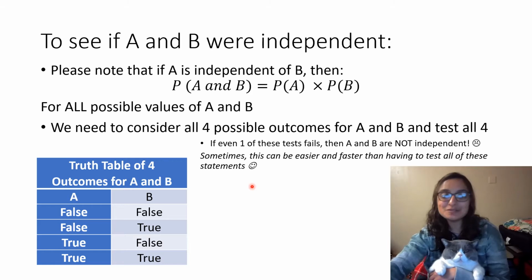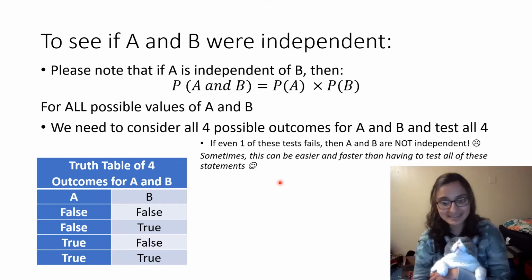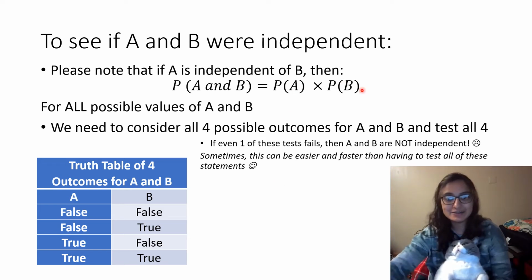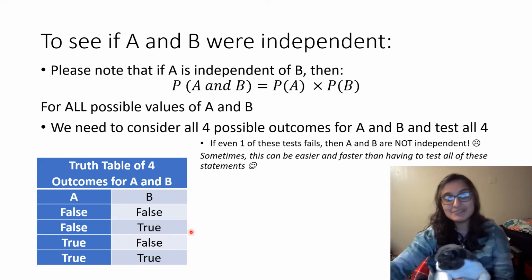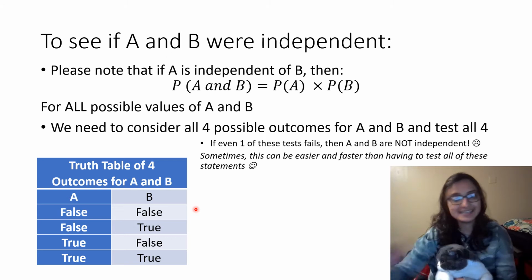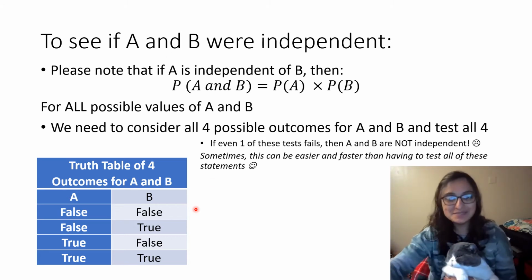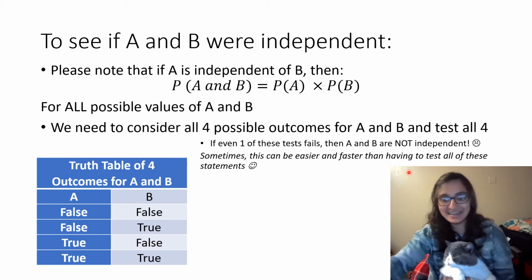Sometimes when you're calculating this by hand, it can take a while: I'm testing if both are false, if this holds, testing if A is false and B is true, testing one by one. But if one of these fails, then you can just say that A and B are not independent, and then you can be done. So sometimes you might even hope that A and B are not independent, because you might be spared from testing all of these out.